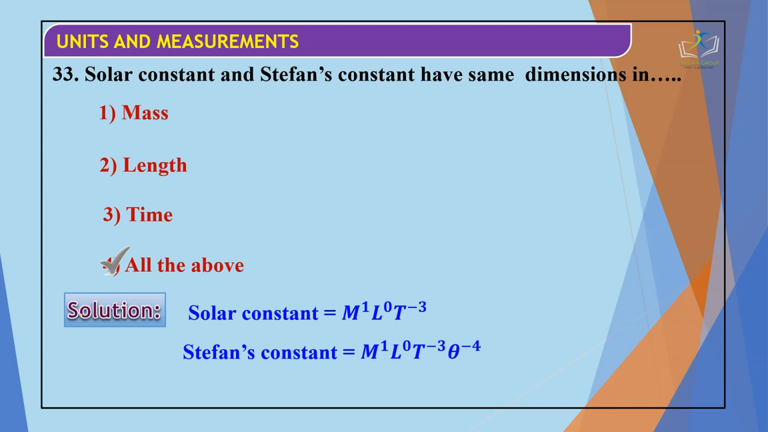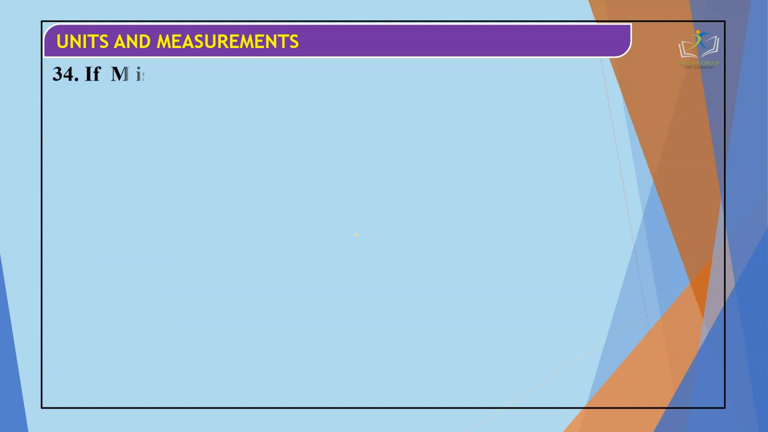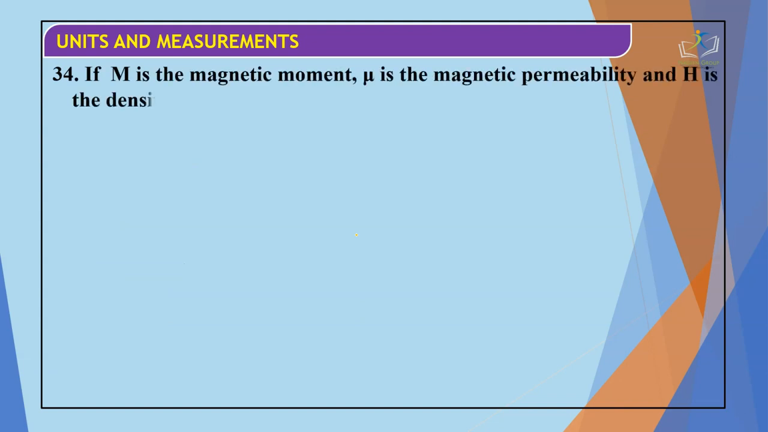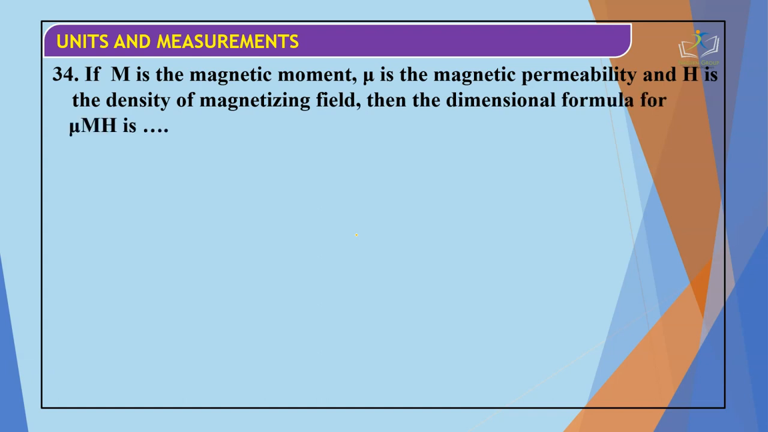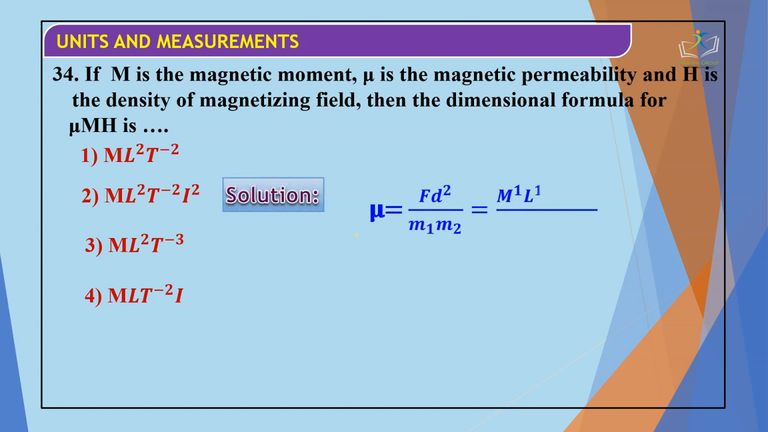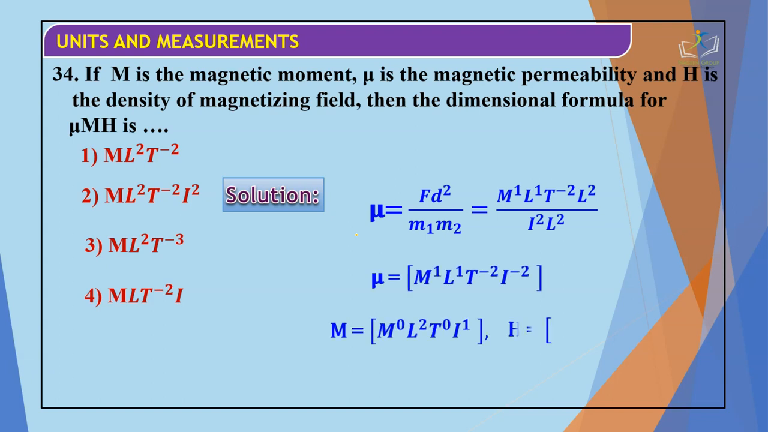Next question we have: if m is the magnetic moment, mu is the magnetic permeability, and h is the intensity of the magnetizing field, then the dimensional formula for mu m h is M L2 T minus 2, M L2 T minus 2 I2, M L2 T minus 3, or M L2 T minus 2 times I. Solution: mu is equal to F t square by m1 m2. So we just put in all the dimensional formulas here and get the value, which comes to M L2 T minus 2. This is the final value of mu m h. I hope you understand, student.